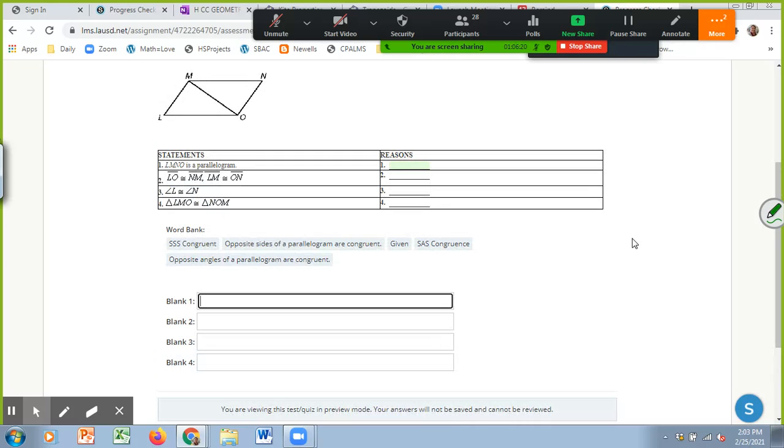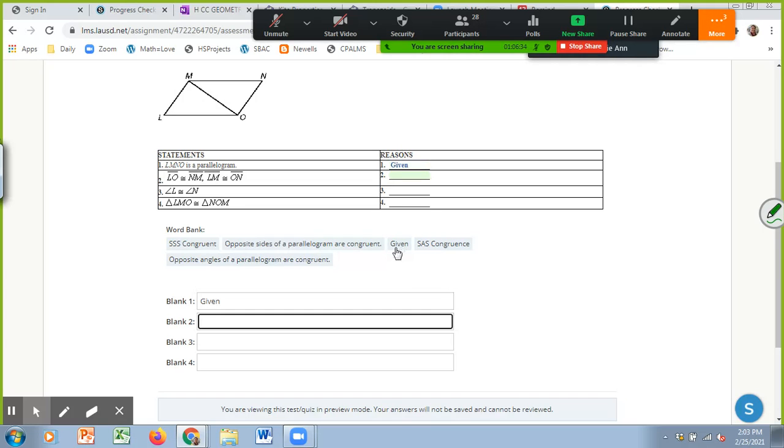Okay, let's try this. This will be the last one we do. LMNO is a parallelogram. So we all know what to put there, right? That's given. LO is congruent to NM, and then LM is congruent to ON. That's kind of obvious, right? Because they're all opposite sides.